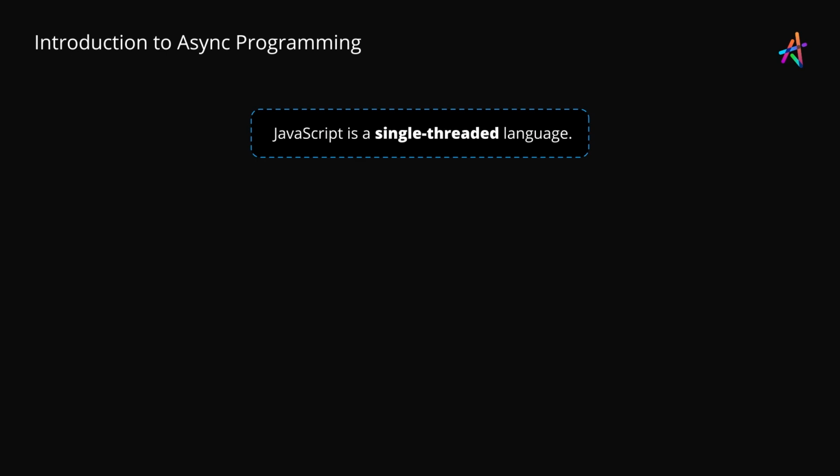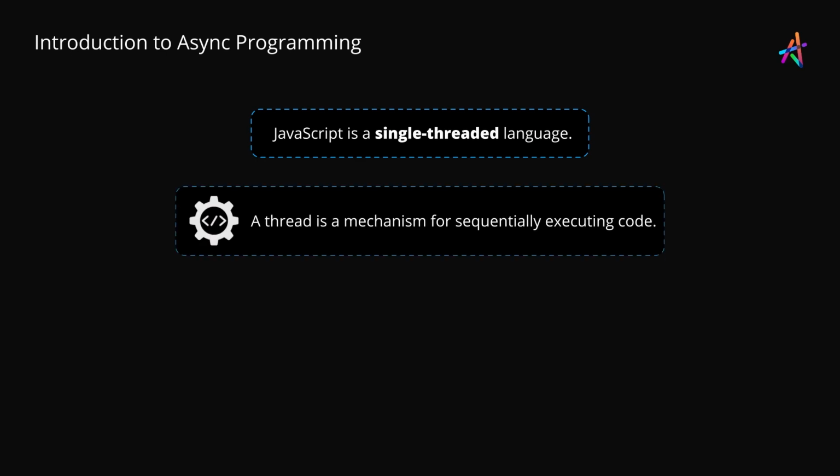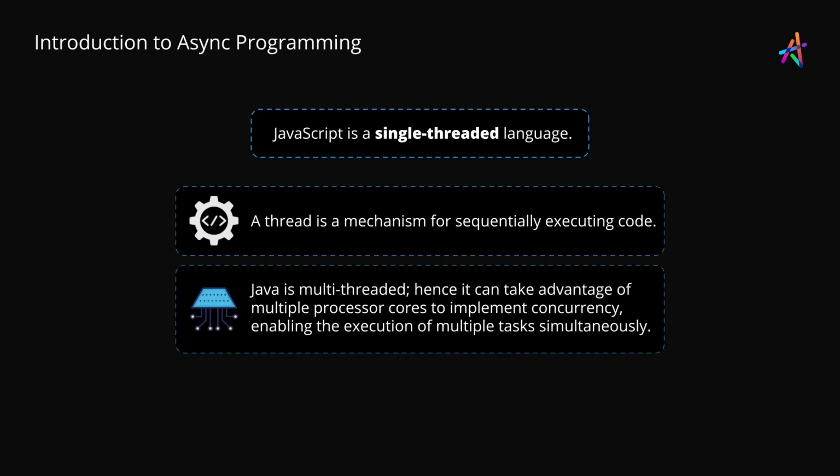The first thing to understand is that JavaScript is a single-threaded language. A thread is simply a mechanism for sequentially executing code. Languages like Java are multi-threaded, which means that they can take advantage of multiple processor cores to implement concurrency by spawning multiple threads that can handle tasks in parallel. And this enables you to execute tasks simultaneously.